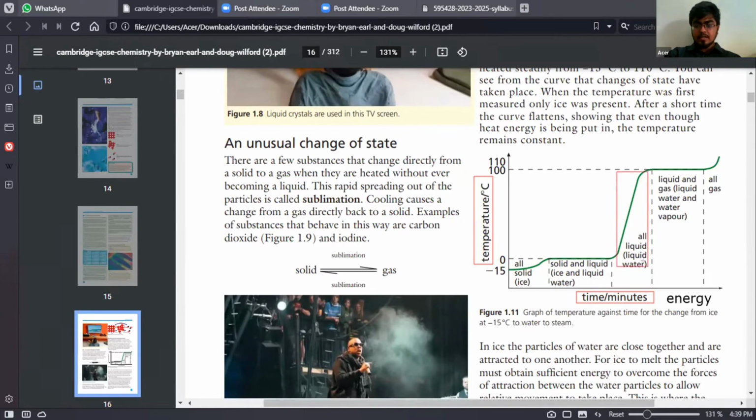Because it's a one-word answer, you have to write either solid, liquid, or gas. Write solid, no issues. Here, if they ask about here, you can write solid. If they ask about here, you can write liquid. Even here you will see it's liquid. Now here it is gas.